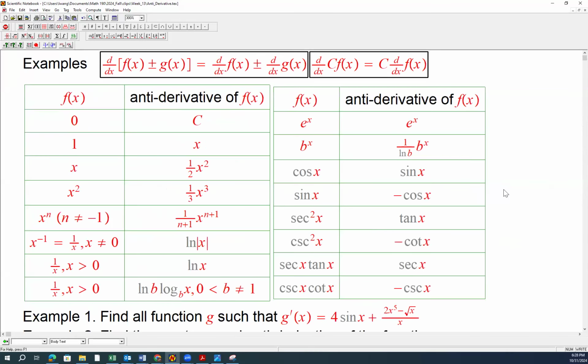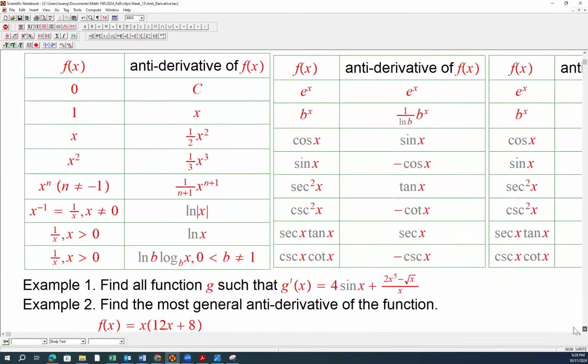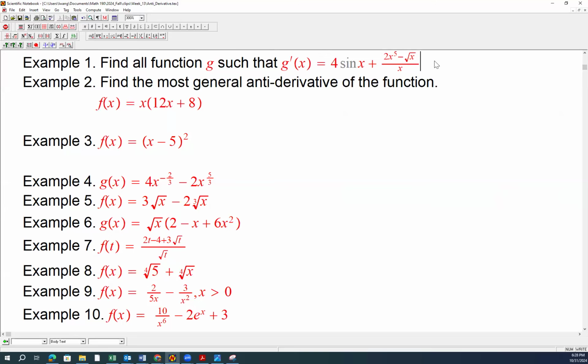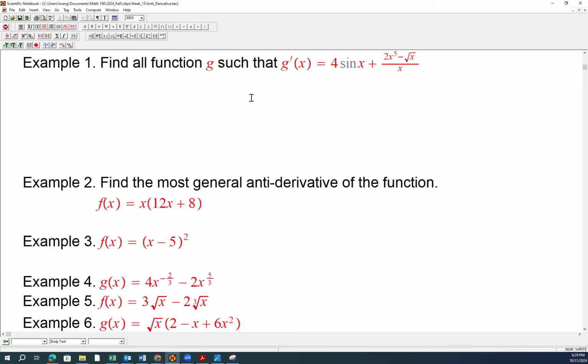So we got all of these formulas. In general, you're going to have those tables with you. We could refer to these tables, but soon enough you will find that you're probably not going to need the tables. So let's look at the first example.